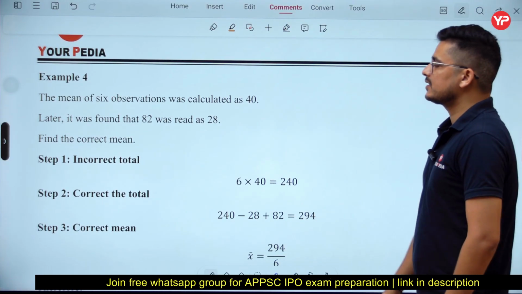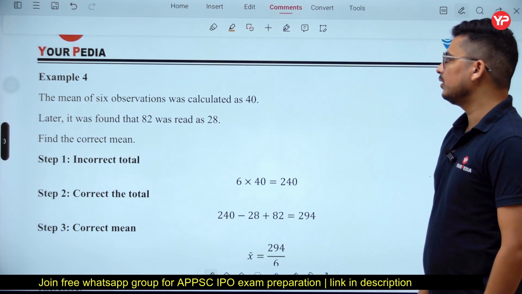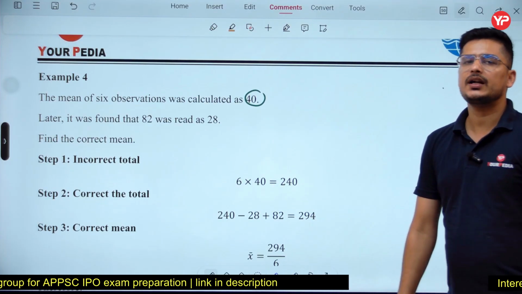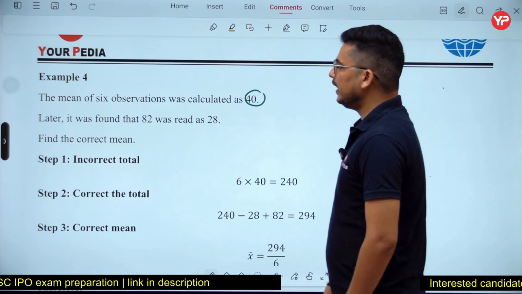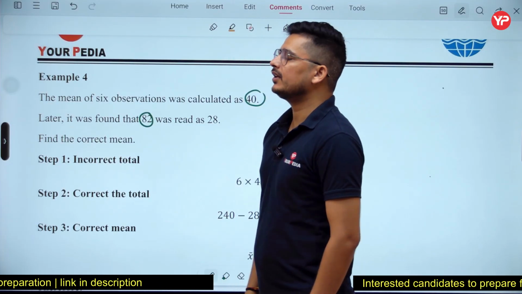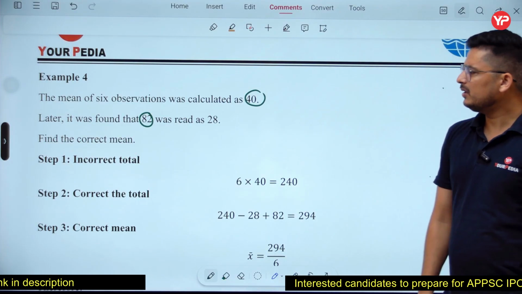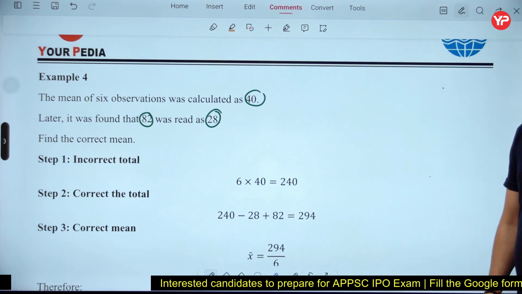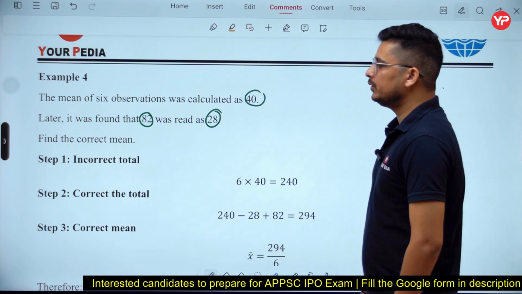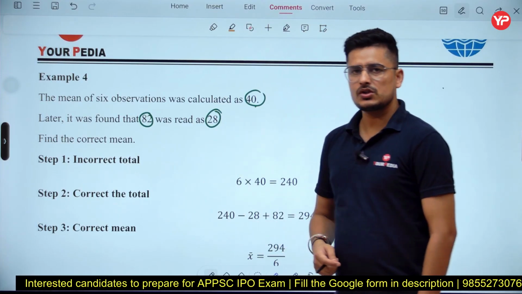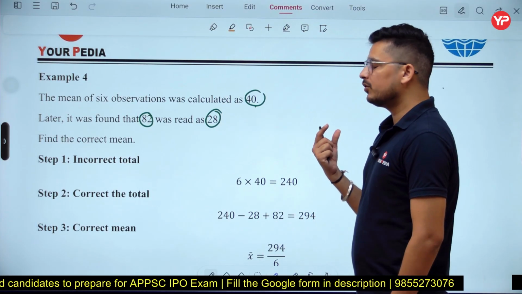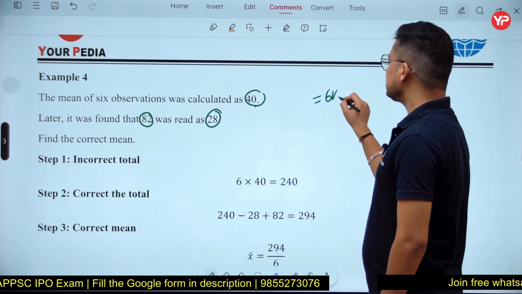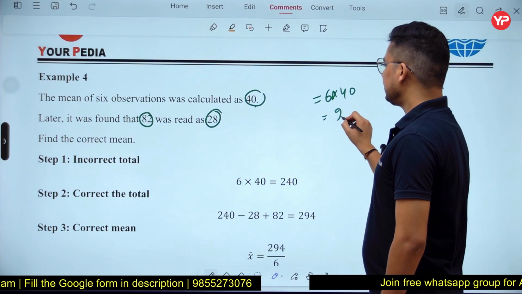Now let us discuss this question. The mean of 6 observations is calculated as 40, right? You have 6 observations and we find the mean is 40. Now it is found that 82 was somewhere in that data, but mistakenly you read that 82 as 28. Find the correct mean. So, if I have 40 as the mean and 6 observations, then 6 times 40 will be the total sum, that is 240.